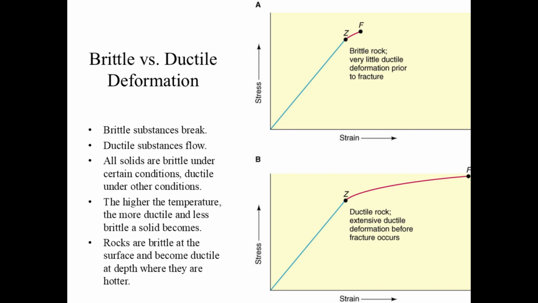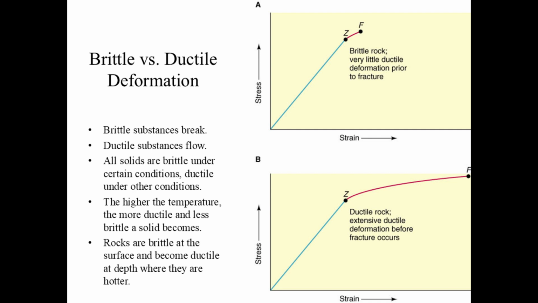That's a strain rate. So brittle substances break, ductile substances flow, and all materials can be brittle in some conditions, ductile in others. All solids are brittle under certain conditions, ductile under other conditions. The higher the temperature, the more ductile and the less brittle a solid becomes. Now, this is going to be key for understanding how plate tectonics is possible. Rocks are brittle at the surface and become ductile at depth where they are hotter. And this is one of the challenges for geologists: we live on the surface, so we understand rocks under brittle conditions, but rocks are brought up from depth, and sometimes we have to imagine or understand how they behaved and the way they formed.